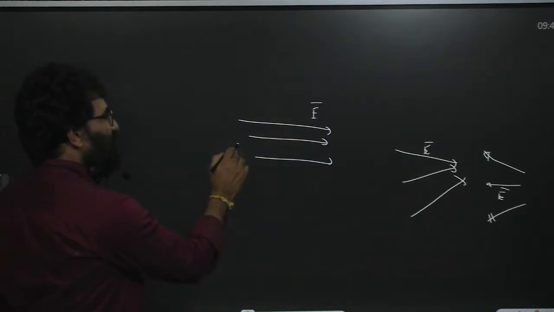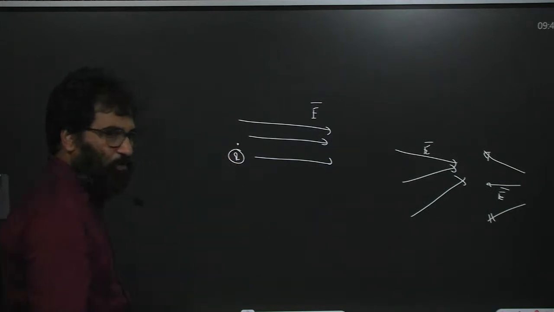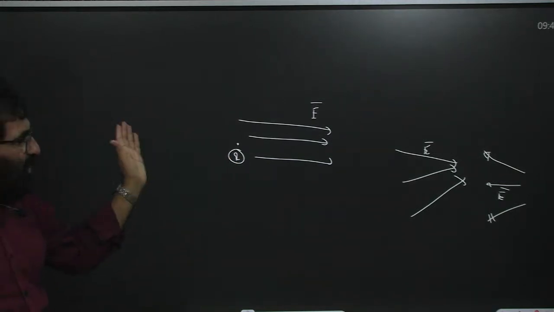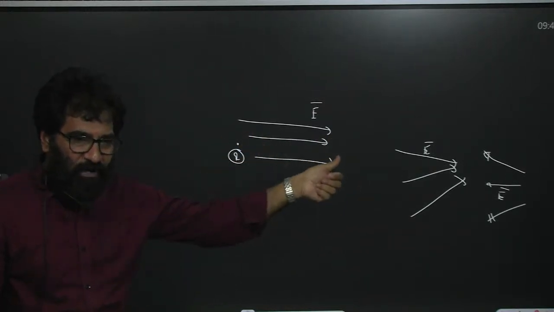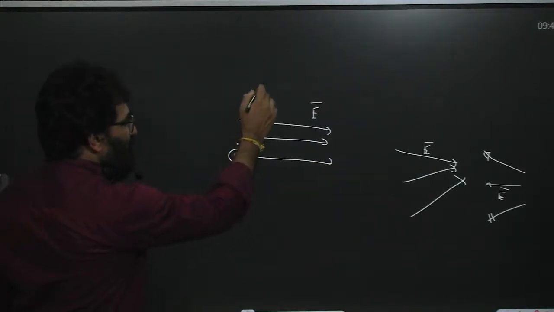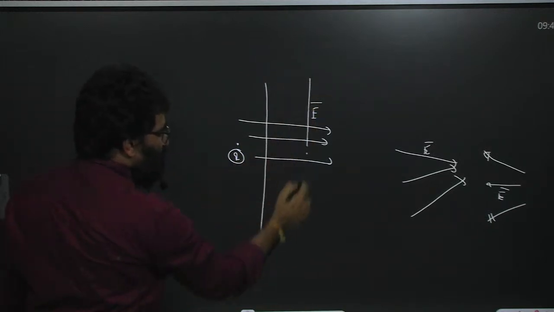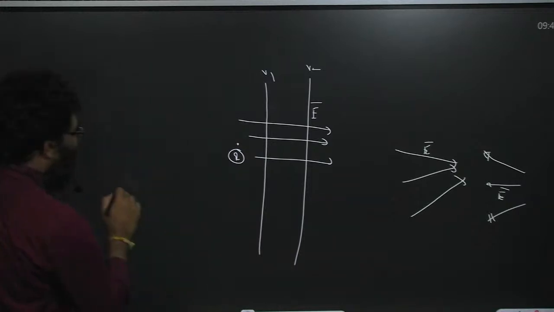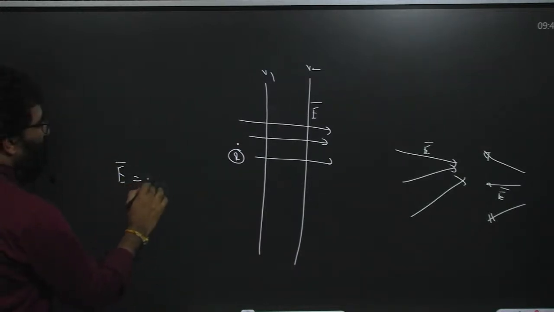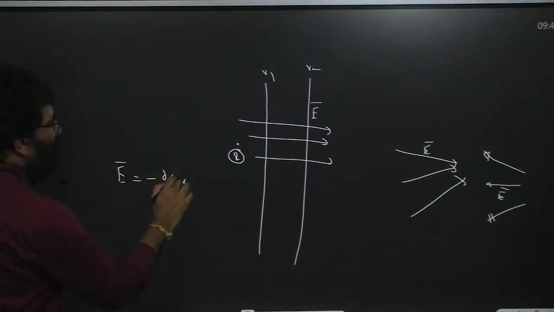When we release a positive charged particle, how will it move? The charged particle will move along the field line direction. Positive charges move along the field line direction. So when we write V1 and V2, as I already wrote, E bar is equal to minus dou V by dou r along the radial direction.